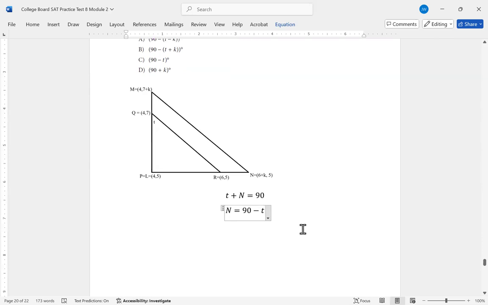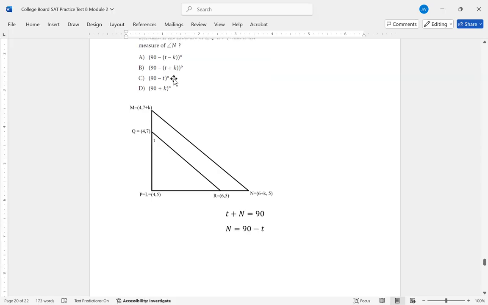Now, if you're really clever, you'll see that because we have this length of 2 here, this is actually isosceles. So 90 minus T is the same thing as T if you're watching that closely. But 90 minus T is the option that we have to choose. So 90 minus T is the correct answer.